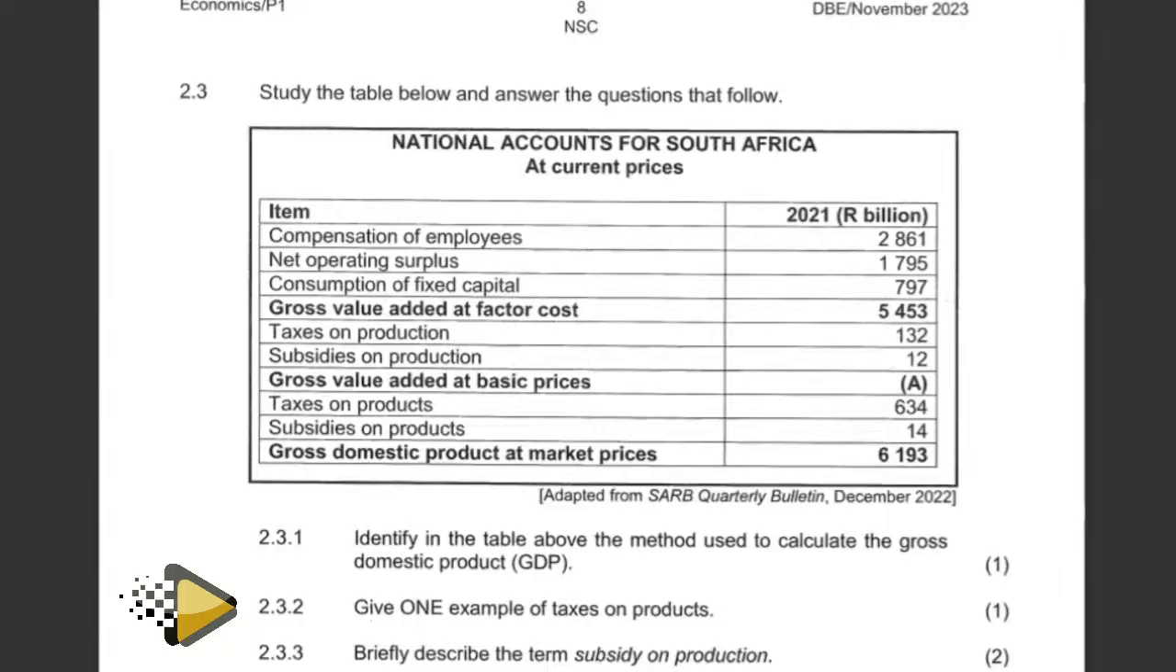So now we are given this set of transactions. We have national accounts for South Africa at current prices. We have the item, compensation to employees, net operating surplus, consumption of fixed capital. We also have gross value added, the figure is there. We have taxes on production, subsidies on production, and gross value added at basic prices, where the value is unknown. We also have taxes on product, subsidies on product as 14, as well as gross domestic product at market prices.